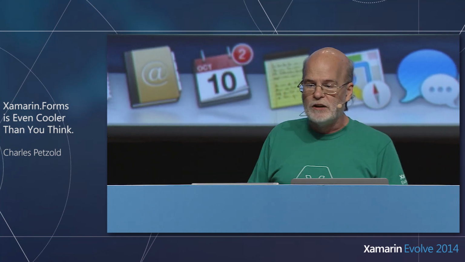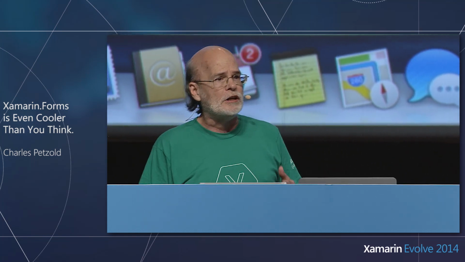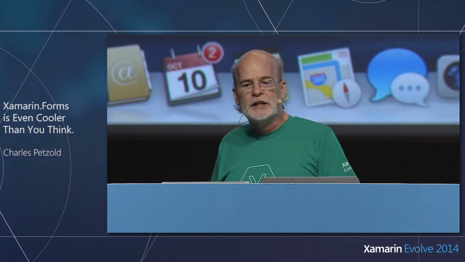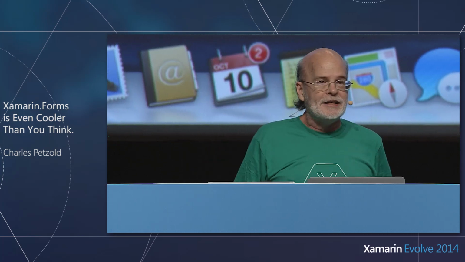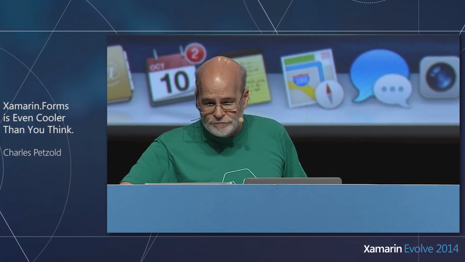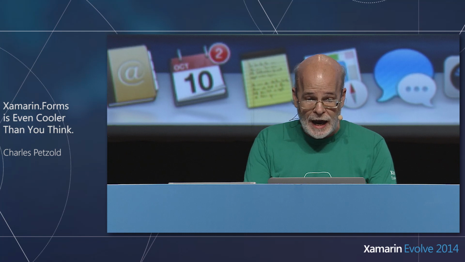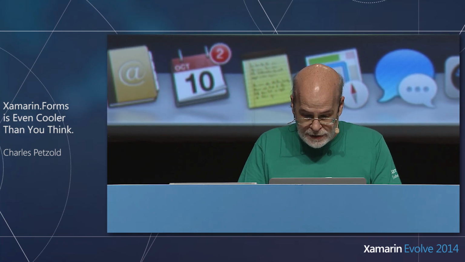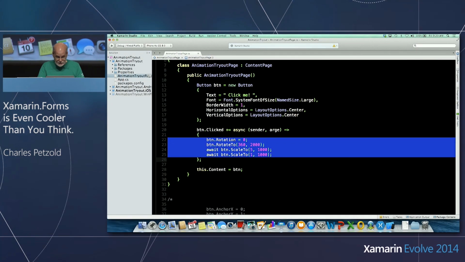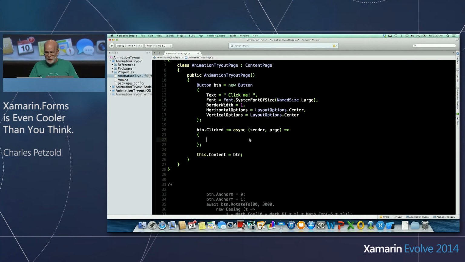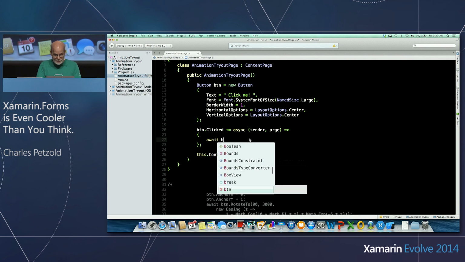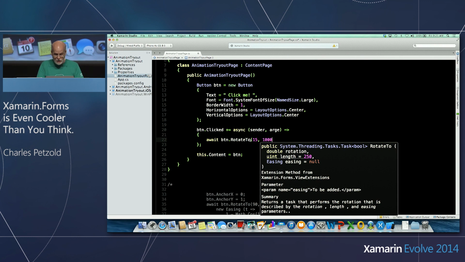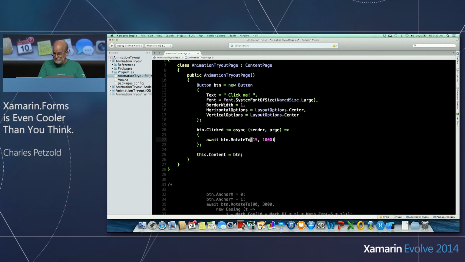Now, over the years, one of my favorite animation demos is something I call a jiggle button, or a shiver button, which is a button that jiggles a little when you click it, as if it's somewhat overexcited that you've actually clicked the button. Now, to use your own easing functions, you pass, let's get rid of all this code. And let's go await button.RotateTo. I'm going to rotate it to 15 degrees over 1 second.